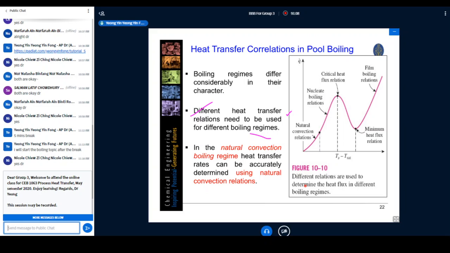All right, so after knowing the theory, as I mentioned, why do you want to know each of these regions? Because each of these regions will have a different correlation. We will start with nucleate boiling, because this one can be determined using the natural convection relation. In the following slides, you will recognize what the nucleate boiling correlation is, what correlation is used for critical heat flux, what is used for the minimum heat flux, as well as film boiling. So, starting with nucleate boiling.